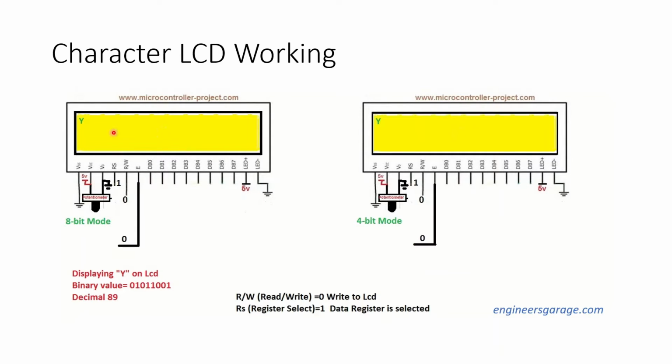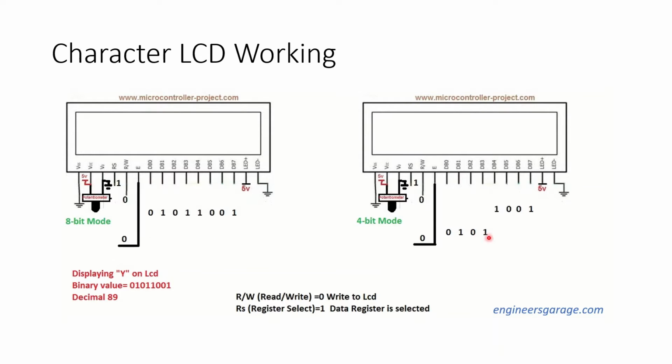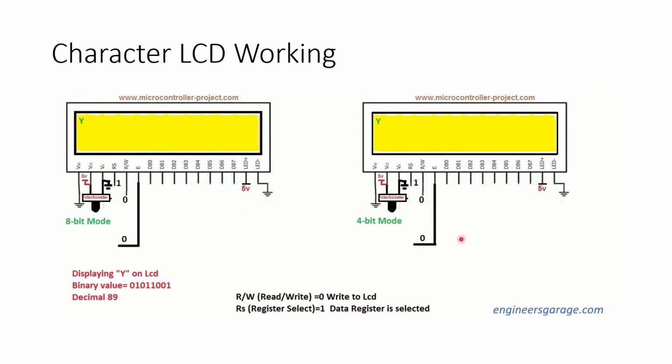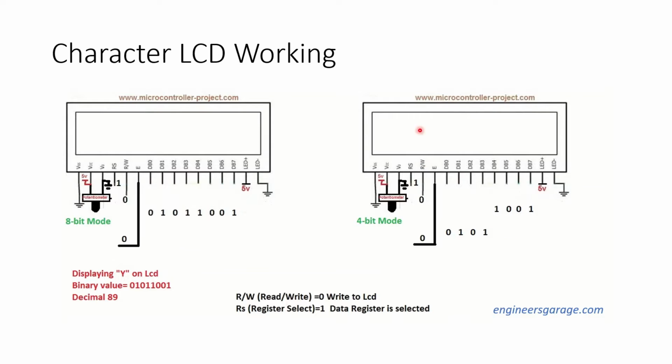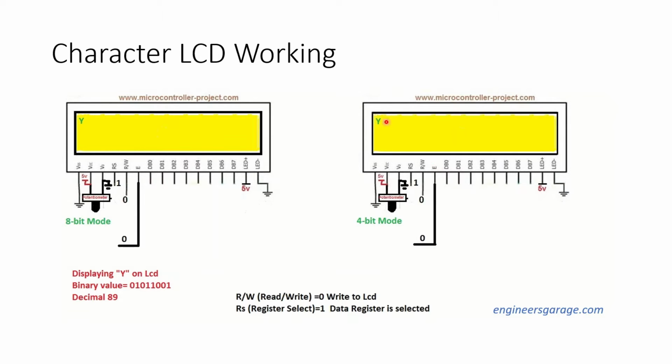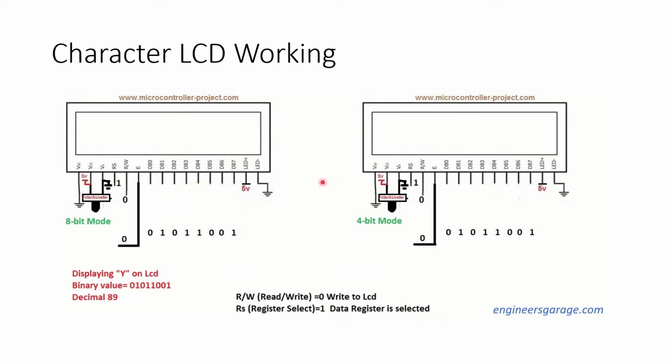This is the regular working in the 8-bit mode, whereas in the 4-bit mode the upper nibble is sent first, then the enable is pulled high, then the lower nibble is sent next, then the enable is pulled high again, and only after the second nibble is sent will the character be displayed. This is the difference in working between 8-bit mode and 4-bit mode.